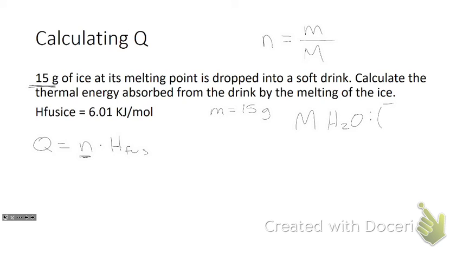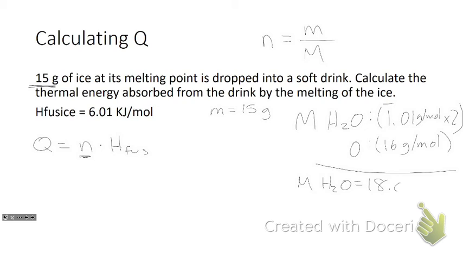So we have 2 hydrogens. Hydrogen has a molar mass of 1.01 grams, times 2. That was my hydrogen there, sorry. And my oxygen here is just 16 grams per mole, and there's only one of them. So the molar mass of water is 18.02 grams per mole. I hope that number looks a little familiar to you guys. The molar mass of water will always be 18.02 grams per mole.